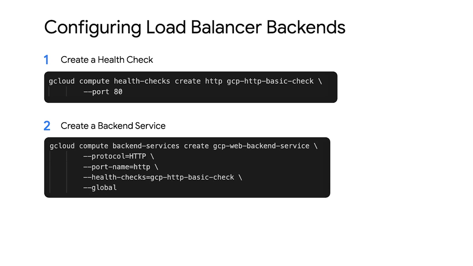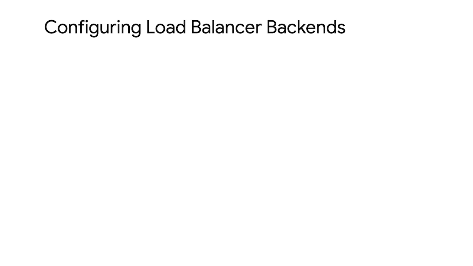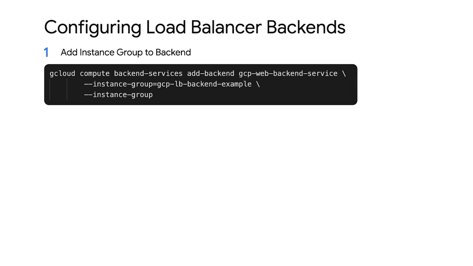The second command creates a backend service which we will attach our backends to. You need to attach a health check to the backend service. Once we have created our backend service, we need to add the backends to it. The first command adds our dynamic backend service to the backend.